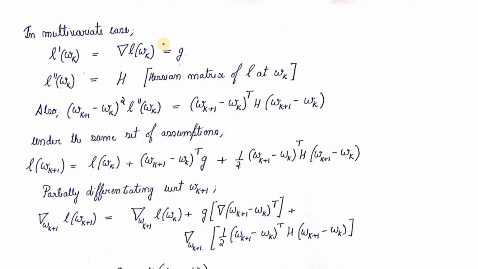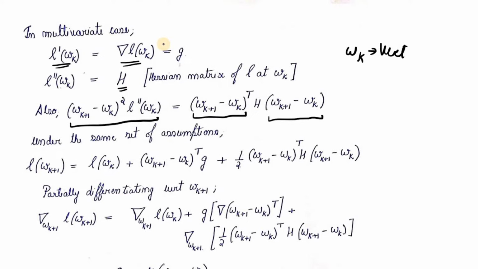We will say that the derivative of L with respect to Wk is the gradient of L with respect to Wk, which could be written as G. The double derivative could be written in the form of a Hessian matrix. Also, we can write this entire term, which was due to the fact that we are assuming the loss function to be quadratic in the given interval, in this form. So just to tell you, Wk is a vector and H is a matrix.